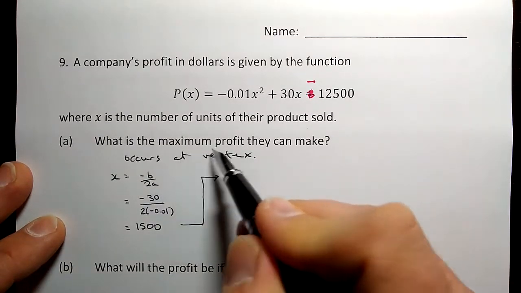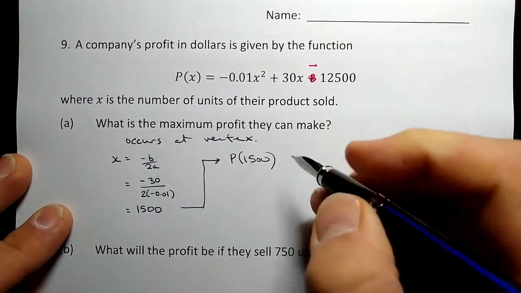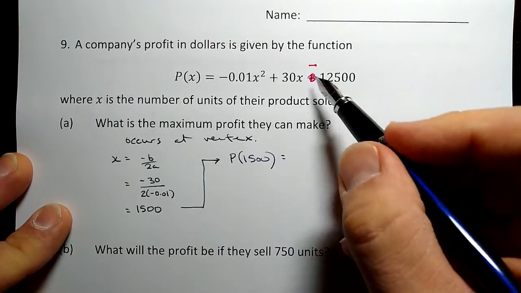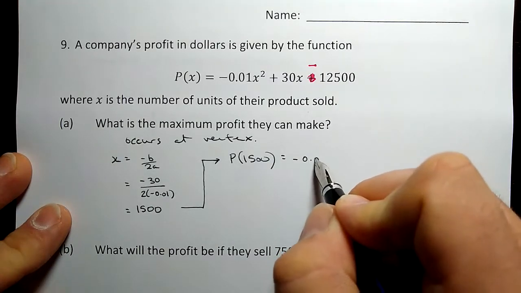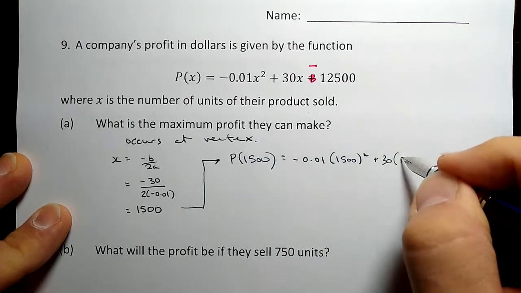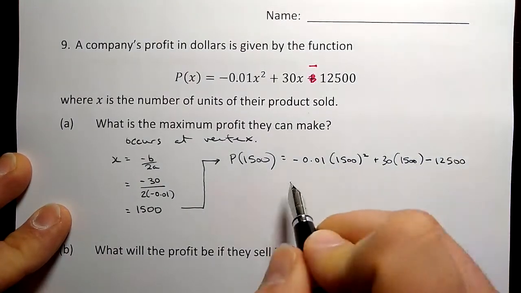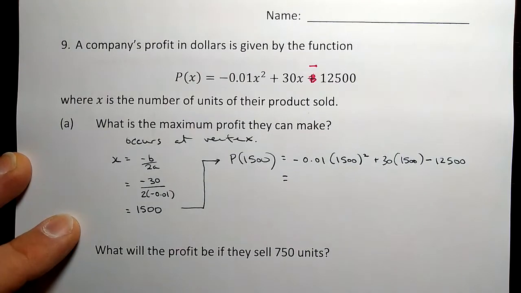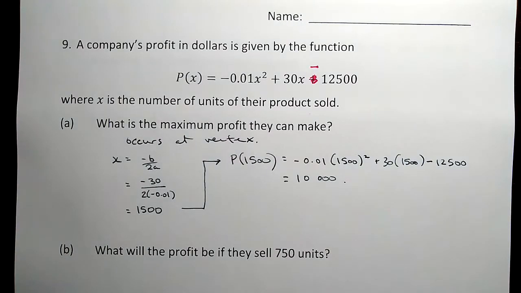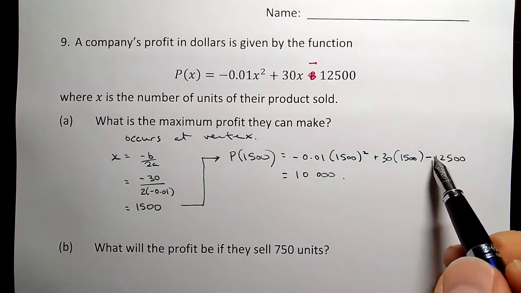Now that's not the answer. We want to know the actual profit, not just the number of units. So let's find P of 1,500. And this is where, if you have this minus sign here, you're going to get a different answer than if you have a plus sign. So negative 0.01 times 1,500 squared plus 30 times 1,500. And I'm going to use minus 12,500. And this is definitely calculator worthy. Grab a calculator to figure this one out, and that is 10,000. If you had done it the other way with a plus sign, you'd have, I think, 35,000 as an answer right here. And then once again, the difference is right there.